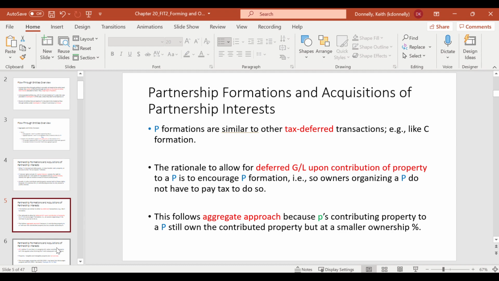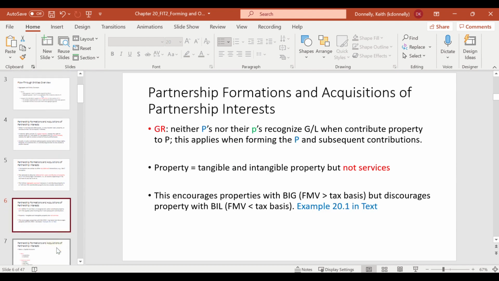Instead, we will defer the gain or loss from the partner in the partnership by adjusting their basis in the partnership, basically to encourage them to contribute property. And this essentially is going to take the aggregate approach, right? Because it's looking at the individual partners and it's saying, hey, you contributed property. You now indirectly own that, but at an effective smaller ownership percentage.